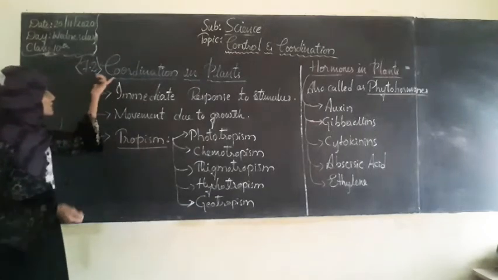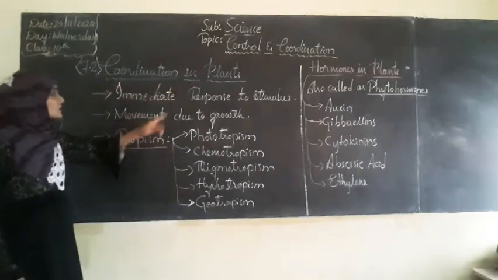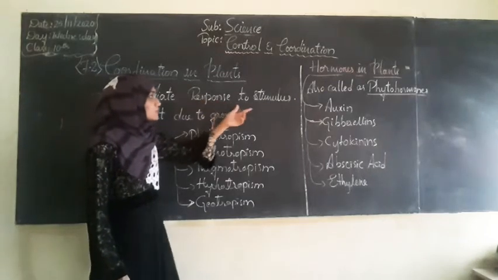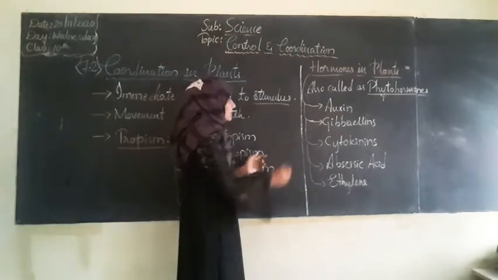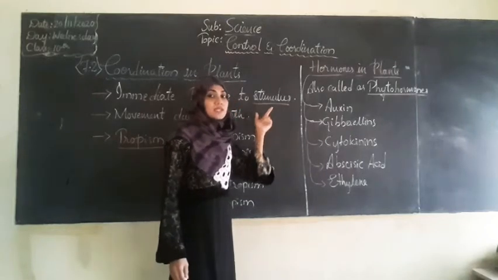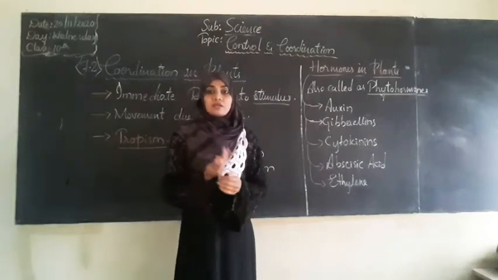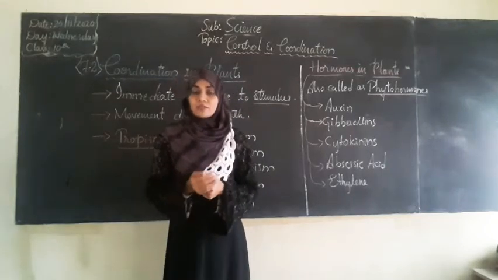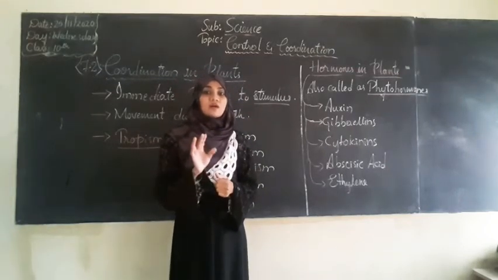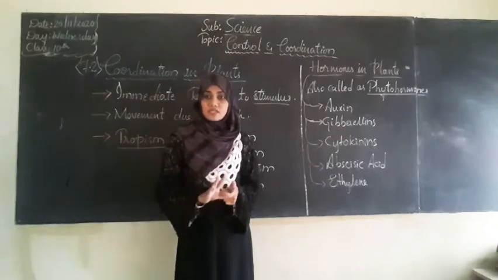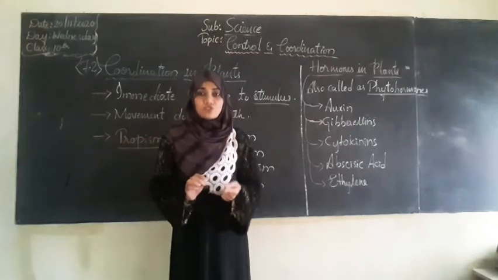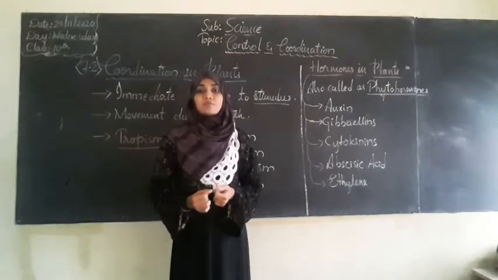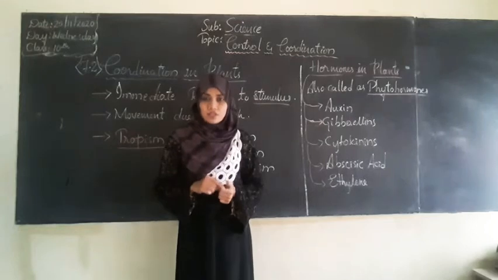So in this sub-concept, coordination in plants, we will cover immediate response to stimuli. Now what is a stimulus? I will explain this with an example from animals. Touching of a hot pan is the stimulus, whereas quickly taking our hand away from the hot pan is called the response.